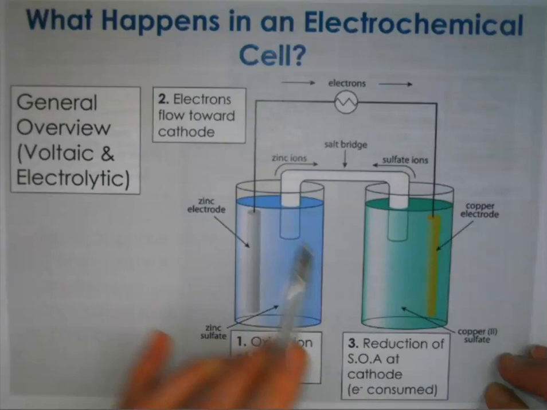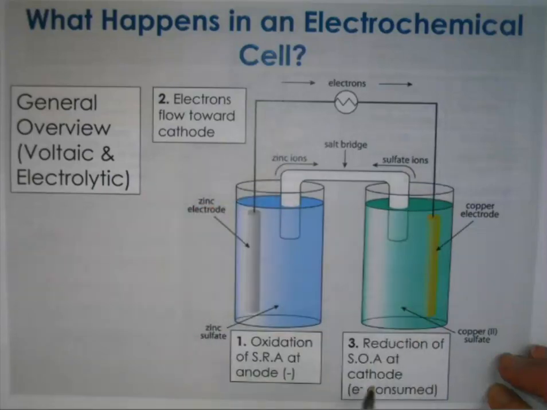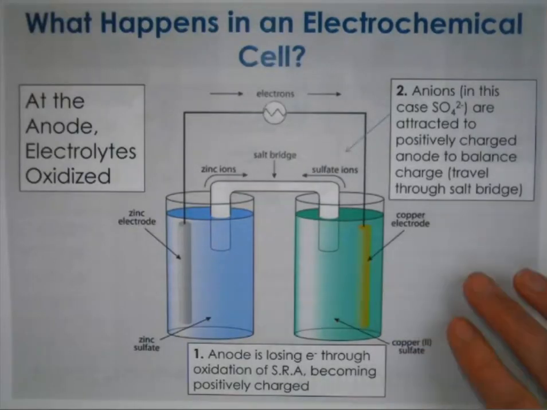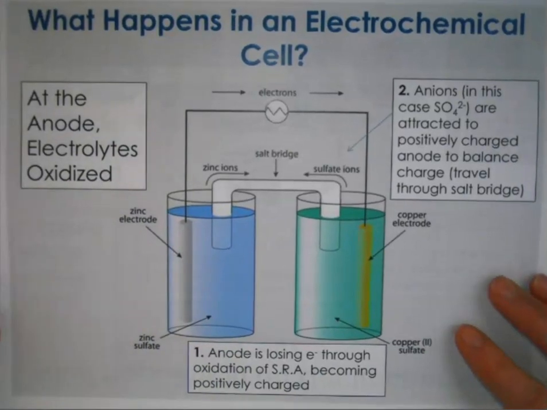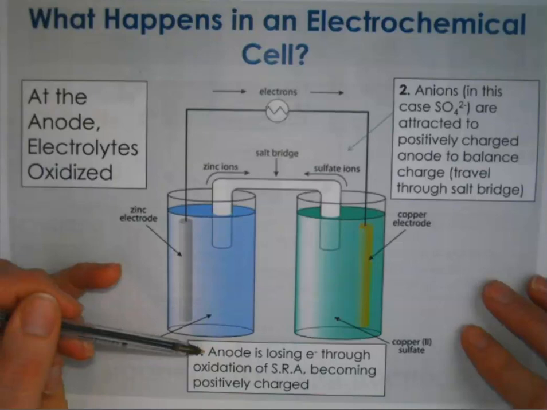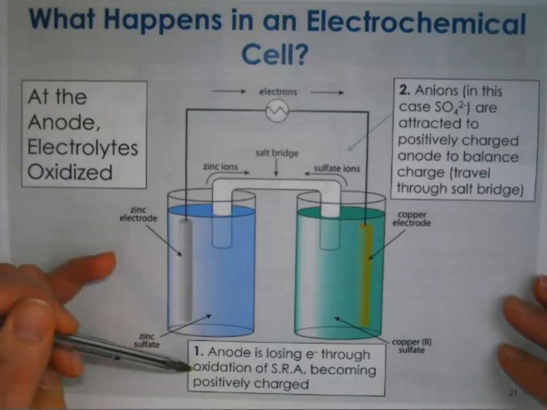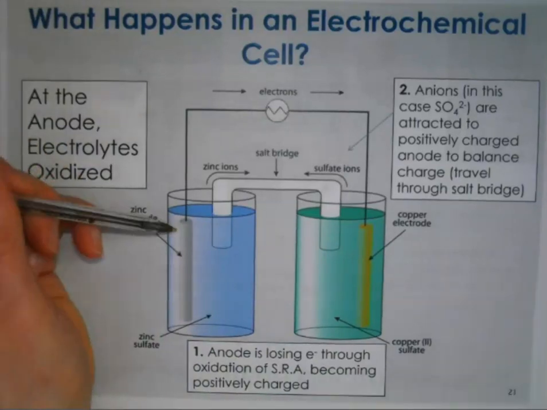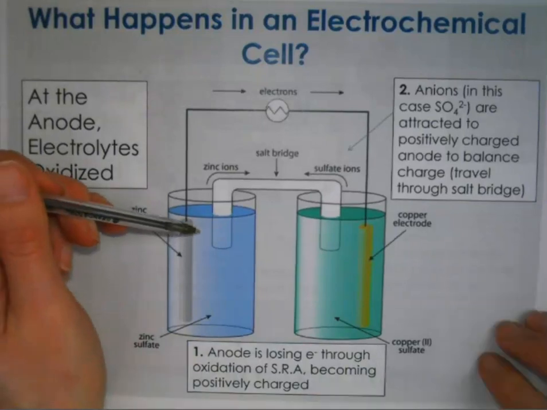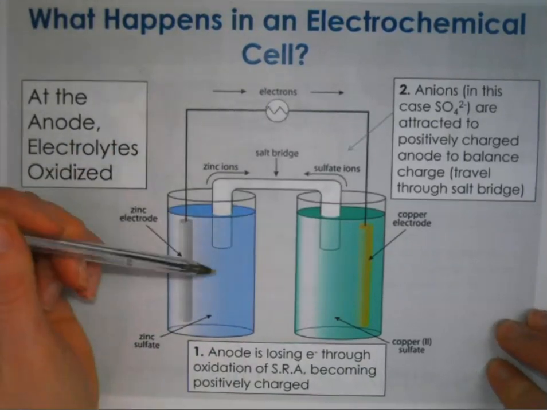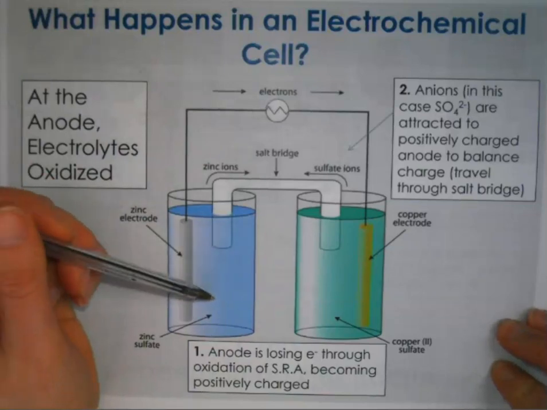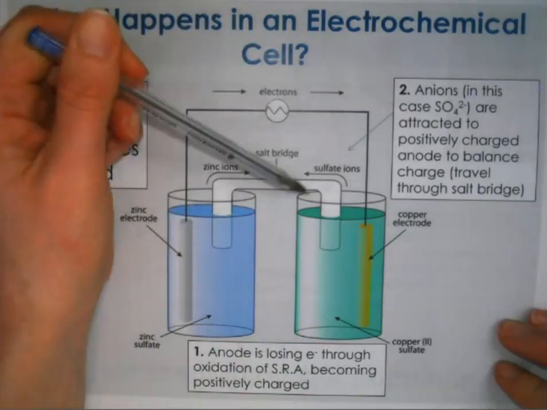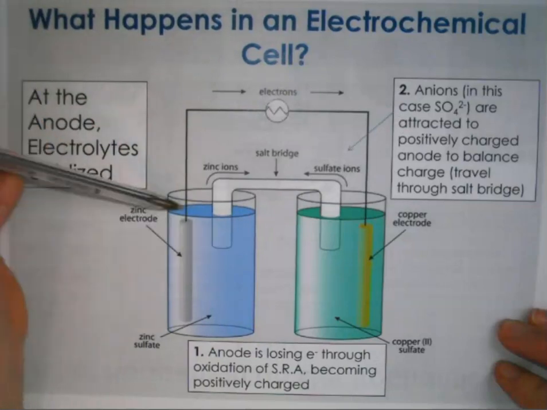So that means the electrons that are coming in are being used to fuel this reduction half reaction. So electrons are being consumed. And then, what else do we have here? So the anode is losing electrons through the oxidation of the strongest reducing agent, which means it's becoming positively charged, right? And with this positive charge, what's going to happen is anions, because we know that both of these electrodes are in solutions. We mentioned how it was important to have an electrolyte for any kind of electrical cell.